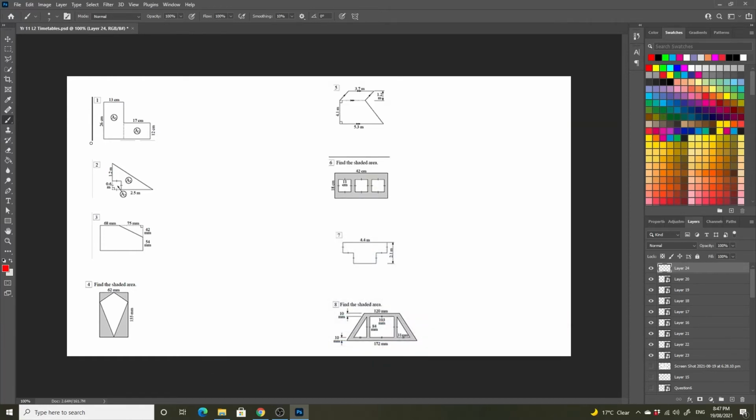Hello. So today we're just going to look at some of the questions that we were doing for our assignment that were on composite area of composite shapes. So let's just get started right away and look at number 1. Number 1 is a composite shape, and they've broken it down for you into 2 rectangles.